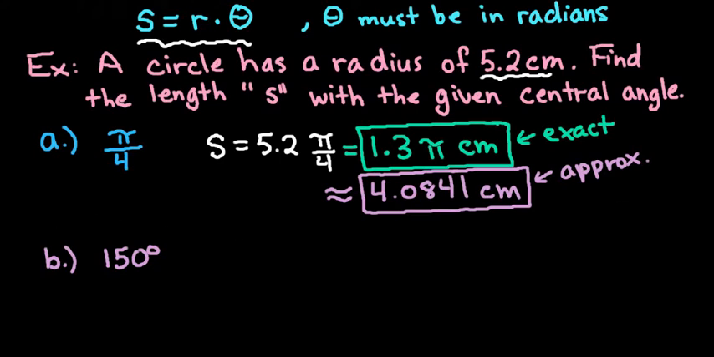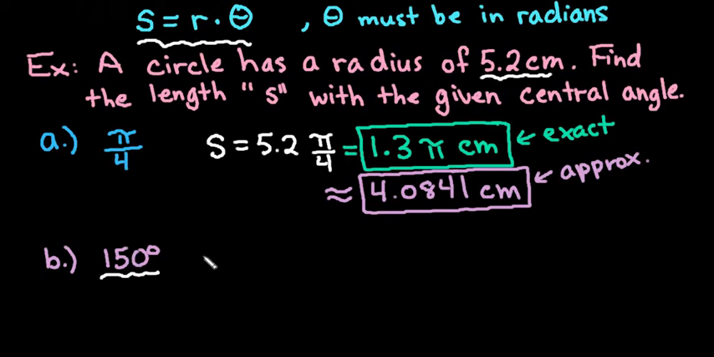Okay, so let's look at the next one that I have here. For this one, we do have the central angle given to us in degrees. So we have to convert degrees to radians. So our first step for this one is we have to convert to radians.